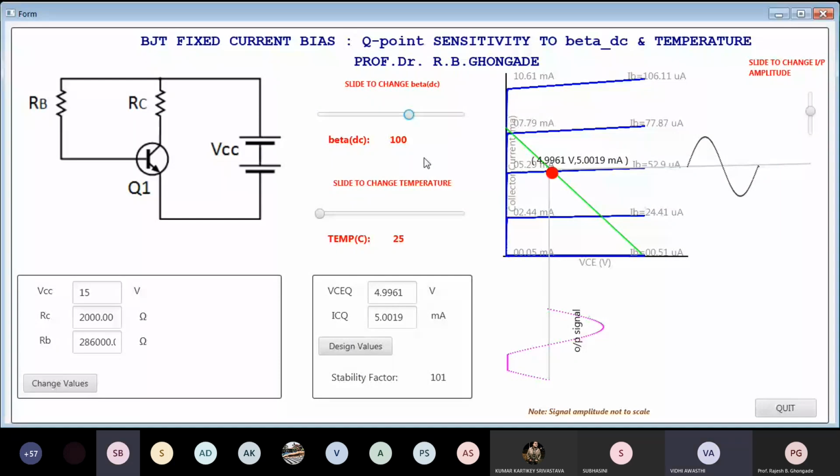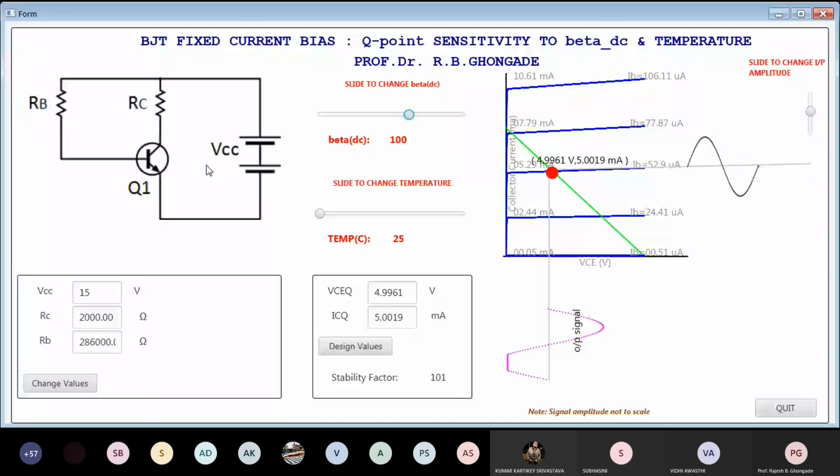Yes, sir. So what is the conclusion? We can say that in a fixed current bias circuit, there is a large variation in Q point which may cause distortion, which is totally bad. That is the reason why we say that the fixed current bias circuit is not a very good choice for signal amplification. Now let us see what happens with temperature variation.